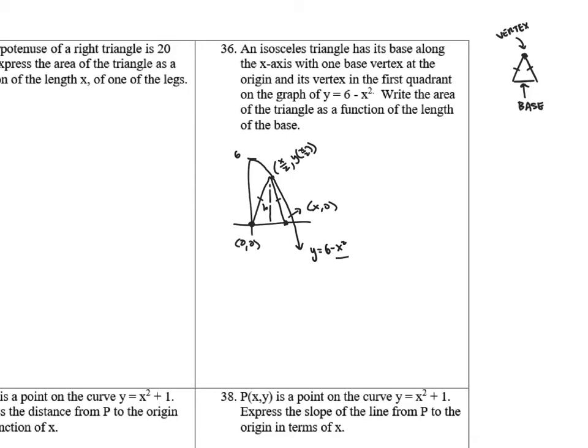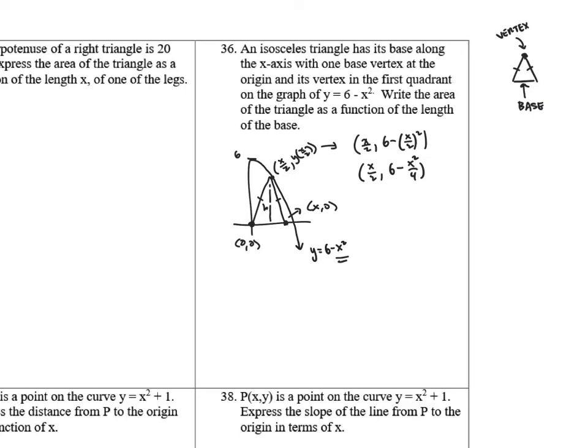So we plug x over 2 into this function. So this point ends up being x over 2 comma 6 minus x over 2 squared. That's the function's output at that x value. So that's x over 2 comma 6 minus x squared over 4. Okay, so now let's look at what the rest of the question is asking us.